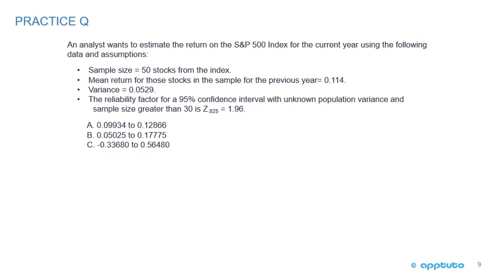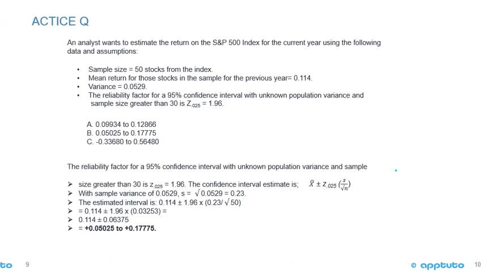A, 0.09934 to 0.12866. B, 0.05025 to 0.17775. Or C, negative 0.3368 to 0.5648. Okay, this question's not too bad because they gave us the reliability factor and we're going to use it.